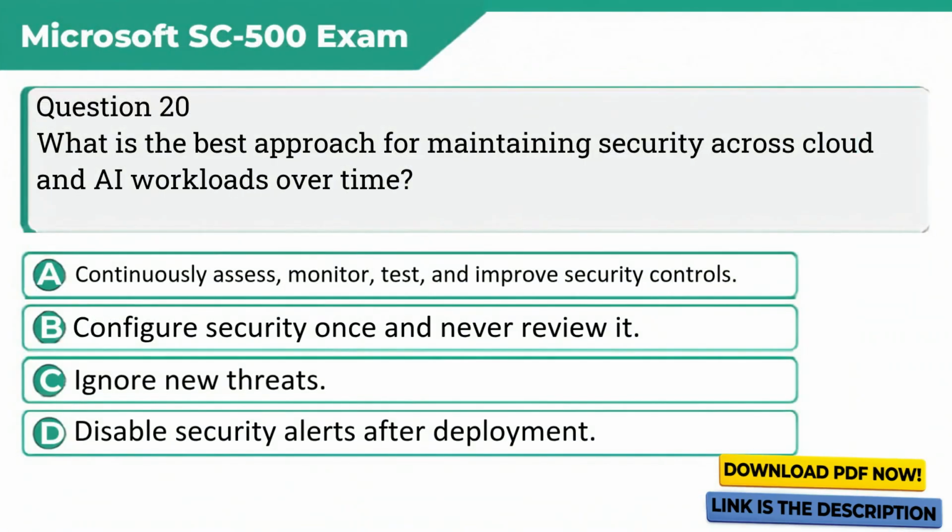Question 20. What is the best approach for maintaining security across cloud and AI workloads over time? A. Continuously assess, monitor, test, and improve security controls. B. Configure security once and never review it. C. Ignore new threats. D. Disable security alerts after deployment.